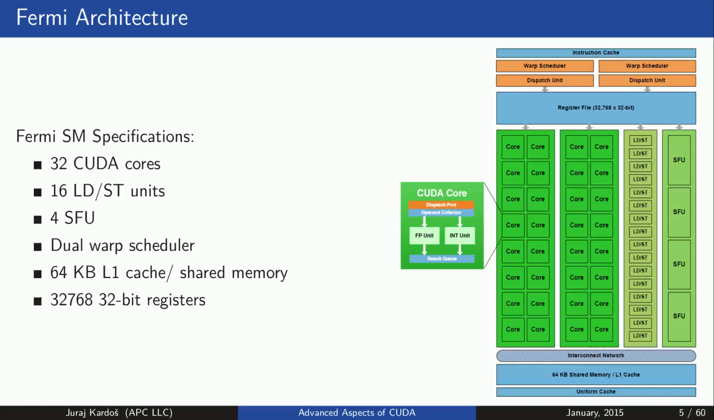Each streaming multiprocessor contains on-chip memory that can be used either to cache data for individual threads, that is L1 cache, or to share data among several threads, that is shared memory. Shared memory enables threads within the same thread block to cooperate, enables extensive reuse of on-chip data, and greatly reduces off-chip traffic.